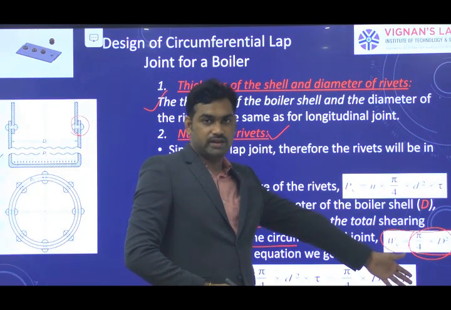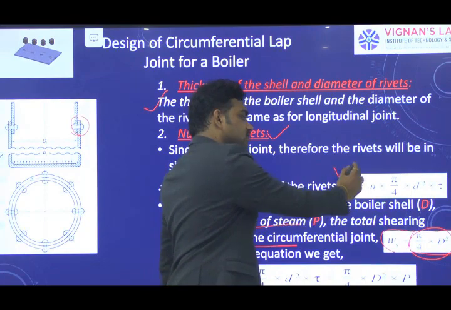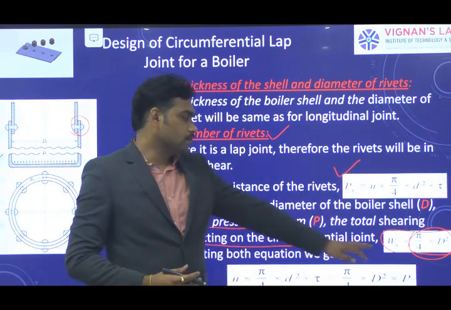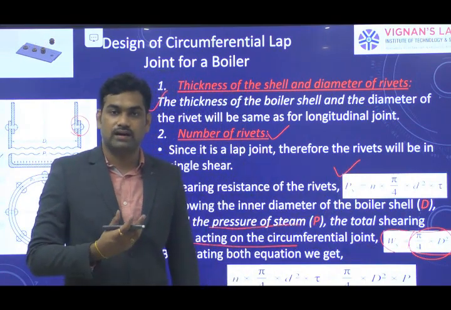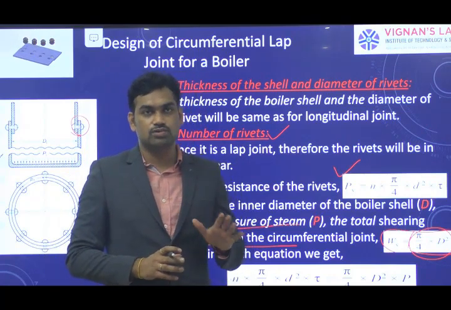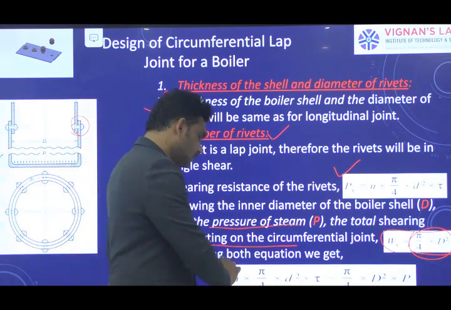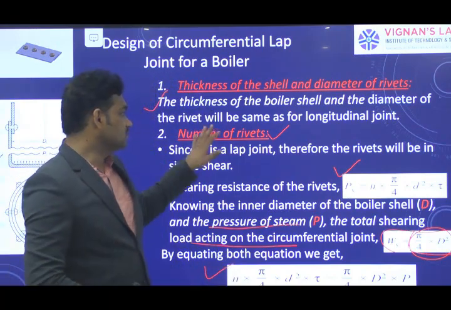That is the cross-section area of the boiler into the gas pressure, which gives the gas load. So we can equate the shearing strength of all rivets to the maximum gas load acting on the joint by means of the gas pressure inside the boiler, which gives the number of rivets required in the joint. So that is step number 3.